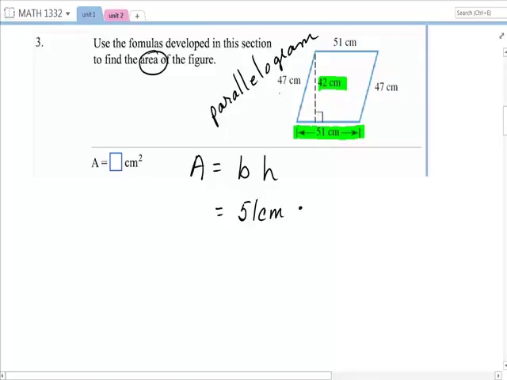Why did 47 get printed? To distract you, to try to tempt you into using it when you shouldn't, or maybe even to tempt you into finding the perimeter. So 42 centimeters, so you might make a note about that. The height must be perpendicular. So 51 times 42 gives me 2,142 centimeters squared.